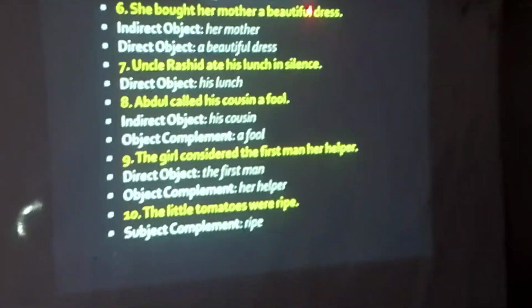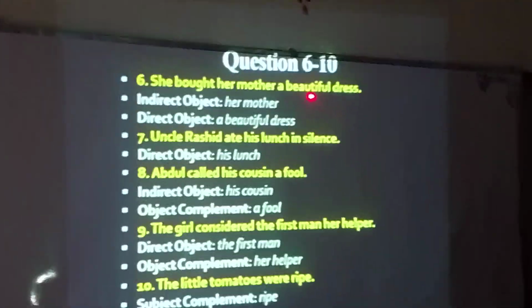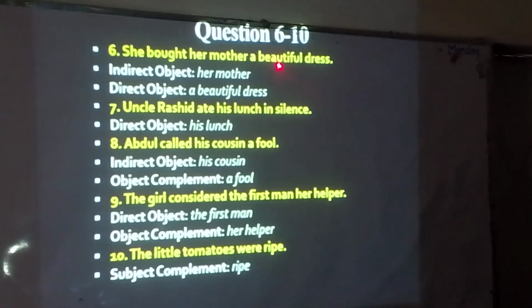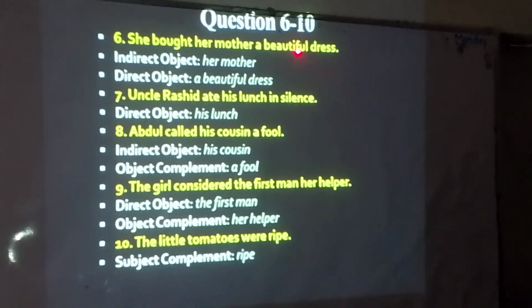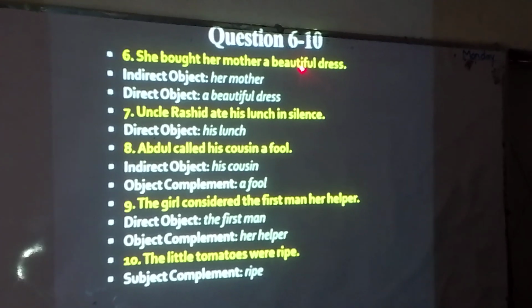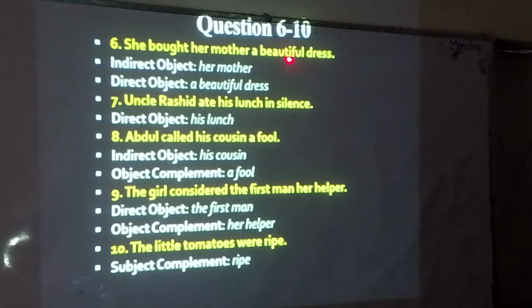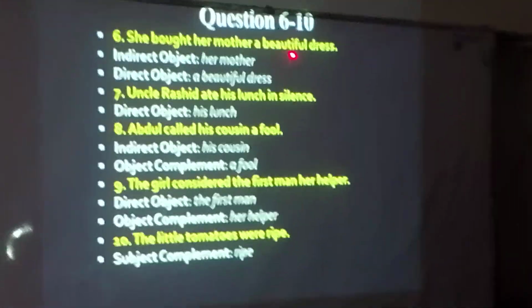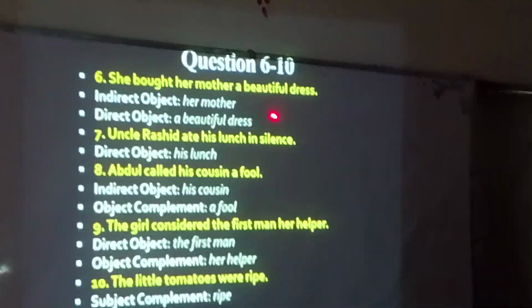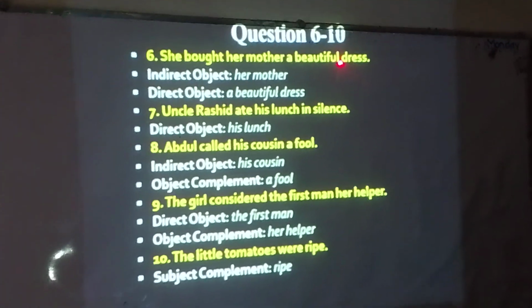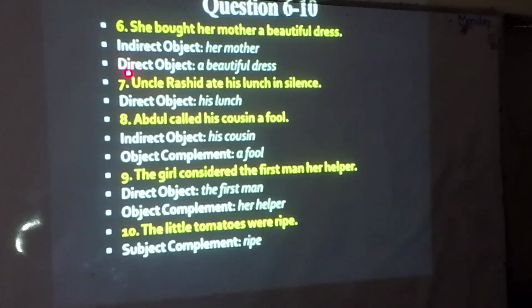She went to the bazaar, she went to the market. Clear? The action of buying is directly affecting the dress, the beautiful dress. She buys a beautiful dress. First, the action of buying directly affected the beautiful dress. That's the reason the beautiful dress is the direct object. Clear? Are you getting my point? Yes.